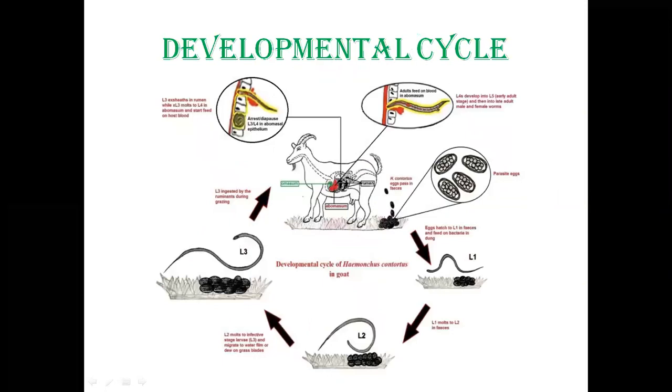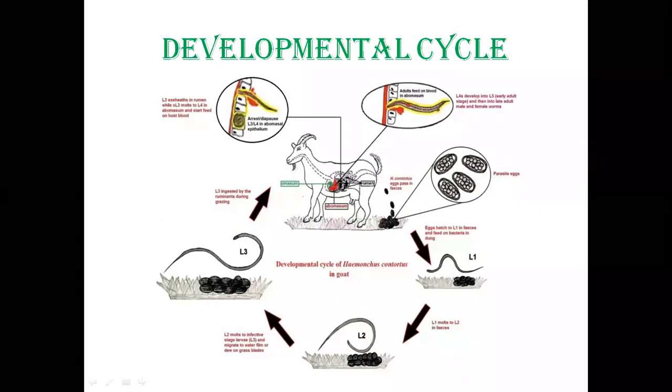Once L3 enters the host, the parasites attach deeply into the wall, and due to their dorsal lancet, they cause laceration. They cause cutting of the abomasal wall, so there will be bleeding. They draw in the pool of blood. This is how the parasite is feeding. Adult parasites feed on the blood in the abomasum. This is the repetition of the life cycle.